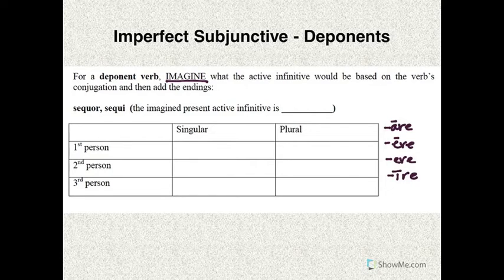For example, sequor, sequi is third conjugation, and we know this because it has the -i ending for the present infinitive. So, in our head, we're going to imagine that the present active infinitive form for sequor is sequere, pulling on the third conjugation -ere ending for the present active infinitive. So, in order to form the imperfect subjunctive, we're going to take this form sequere and write it in all 6 blanks.